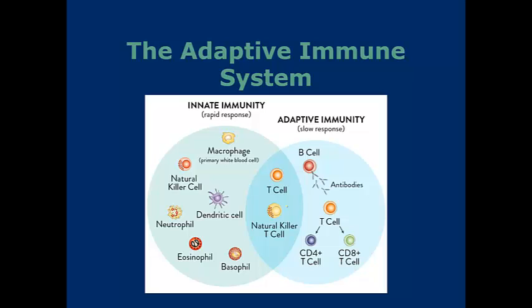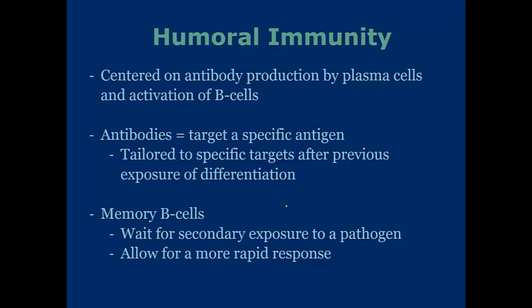Now, I'm sure a lot of you have taken an immunology class or a virology course where you went into more detail on this. For the intents and purposes of the MCAT, you don't need to have as deep of an understanding. Humoral immunity is centered on antibody production by plasma cells and activation of B cells. This largely involves the use of antibodies, which target specific antigens. Antibodies are shaped like Ys, like so. Antibodies have a region that's specified for a specific antigen. Because of this, they can tailor themselves for this purpose.